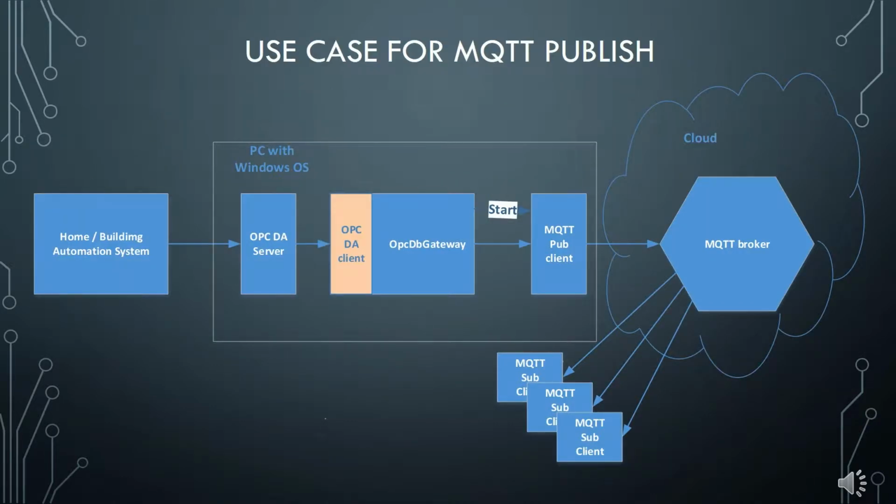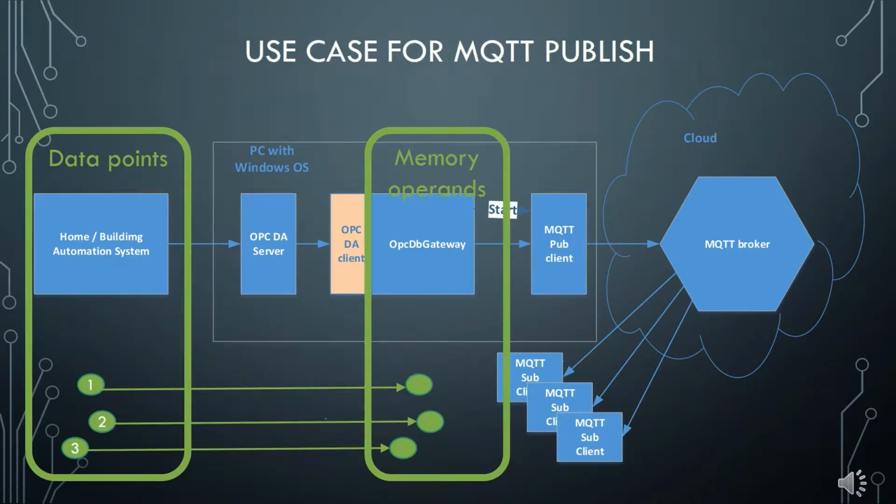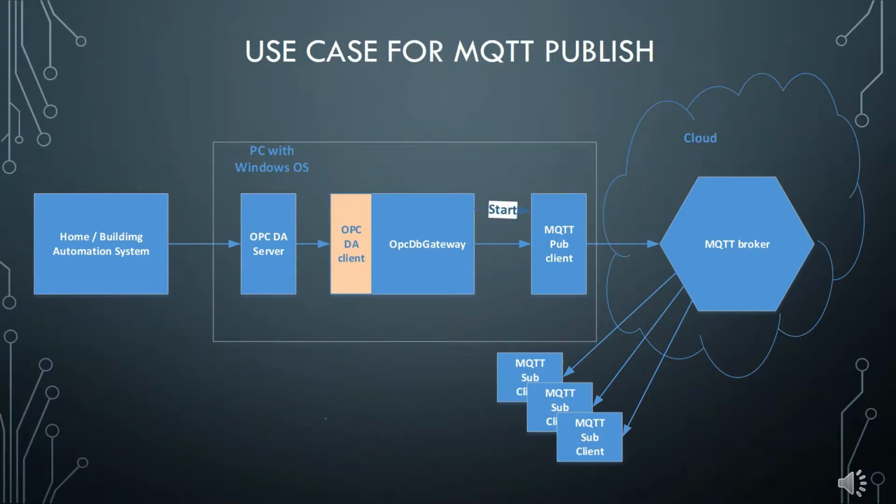In the previous video, we've shown how to send MQTT messages from OpcDbGateway to the MQTT broker. We have shown it on a home automation system use case. Data points from this system are transmitted through an external OPC server and mapped to process values referenced by the memory operands in the OpcDbGateway configurator. These data are then transformed into JSON strings in the OpcDbGateway runtime and sent to the MQTT broker, and from there into the applications having MQTT subscribe clients.